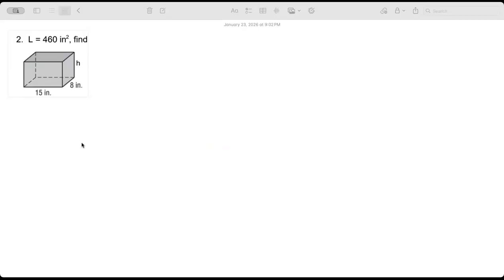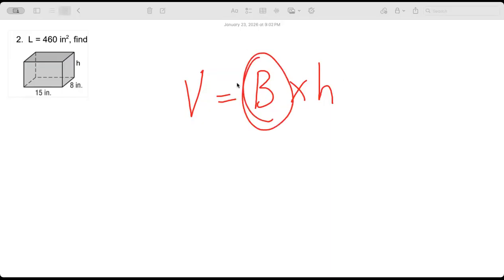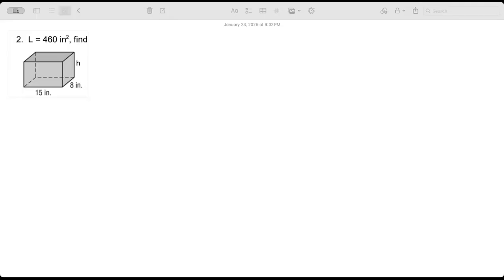For volume, I didn't go there yet, but this is something coming from your previous years. If you're asked for volume, it's always base area times height. Any questions on that? Whatever your base is, if it's a rectangle, its area times the height gives you the volume. Now let's go ahead and try this one.